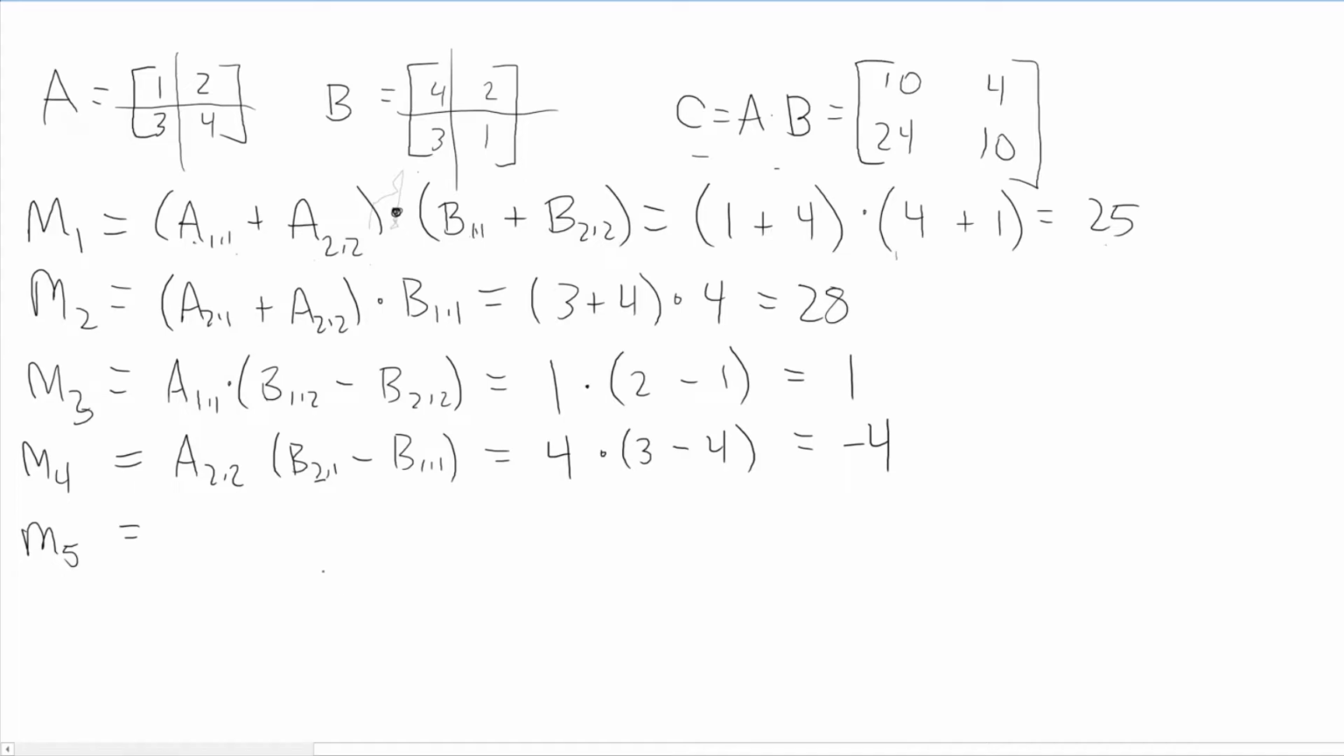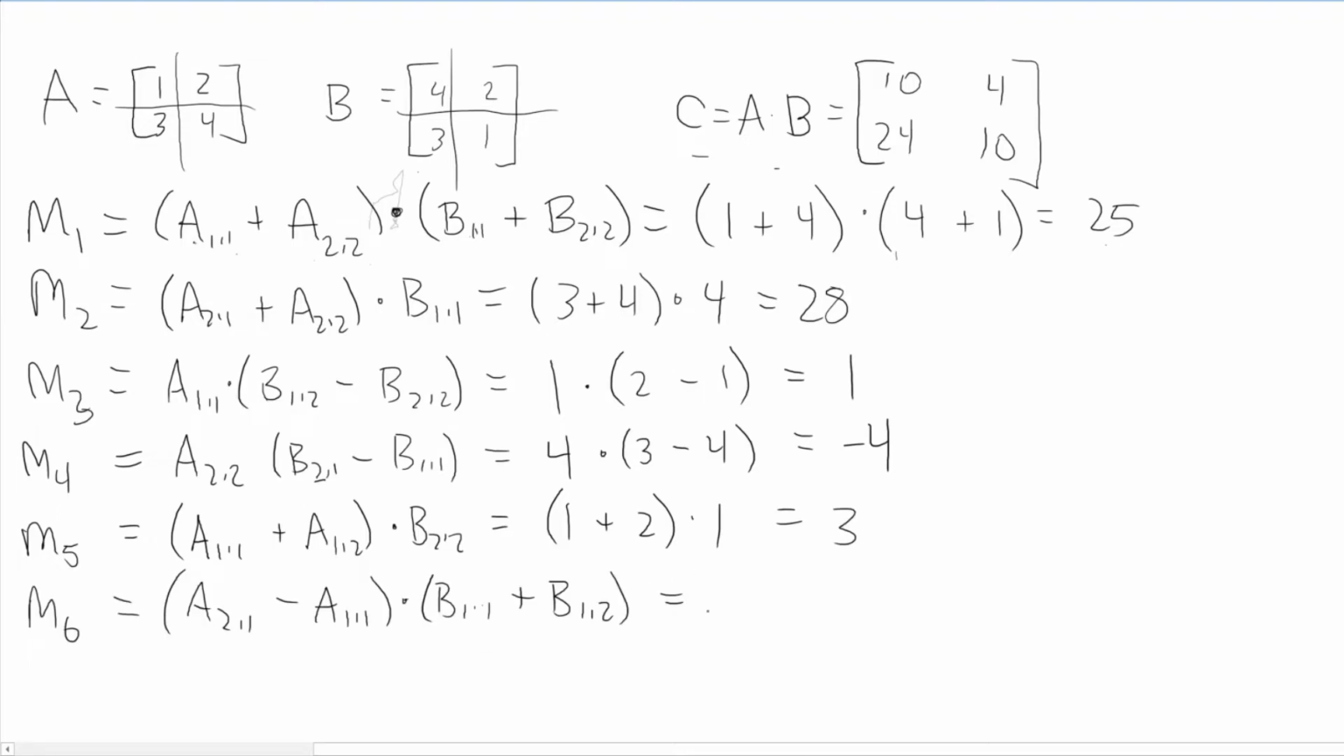All right, let's keep going here with M5 then. So we get A11, which is 1, plus A12, which is 2, times B22, which is 1. So it looks like we got 1 plus 2 is 3 times 1 is 3. All right, another one. We got A21, which is 3, minus A11, which is 1, multiplied by B11, which is 4, plus B12, which is 2. So what do we have here? We have 3 minus 1, which is 2. We have 4 plus 2, which is 6. 2 times 6 is 12.